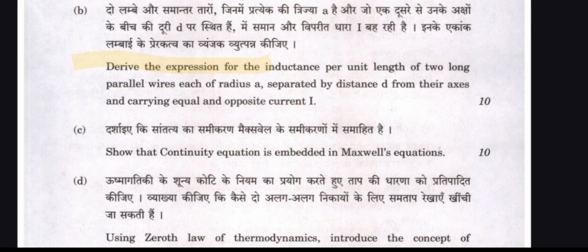Derive the expression for the inductance per unit length of two long parallel wires, each of radius r, separated by the distance d between their axes and carrying equal and opposite current I. And question C. A continuity equation is embedded in Maxwell's equations.